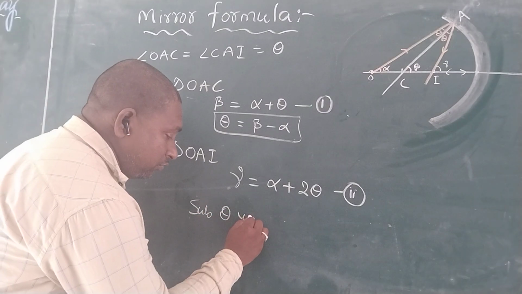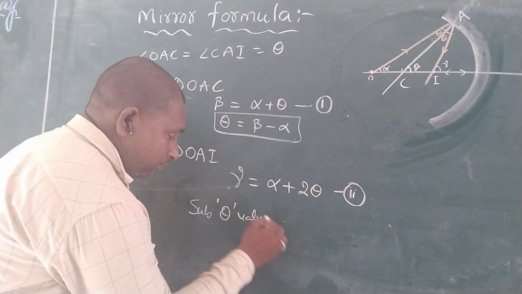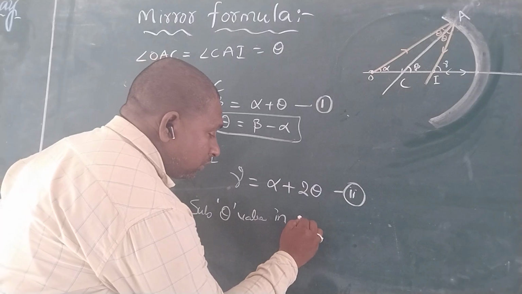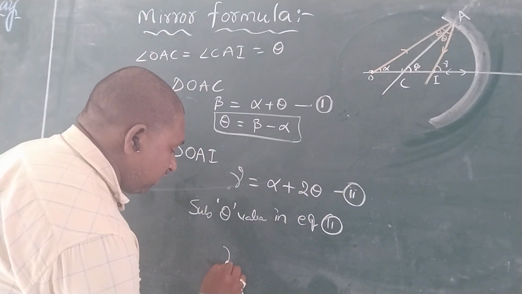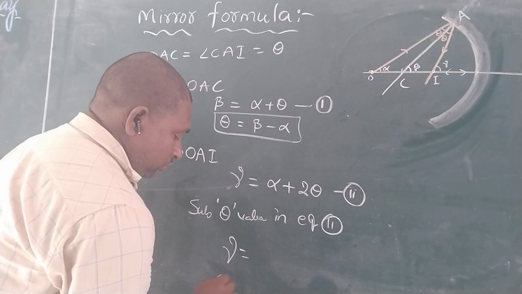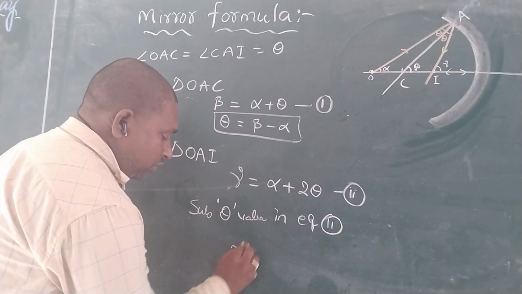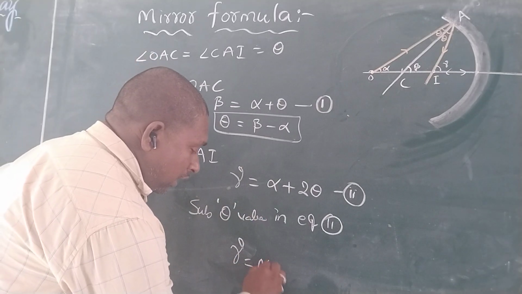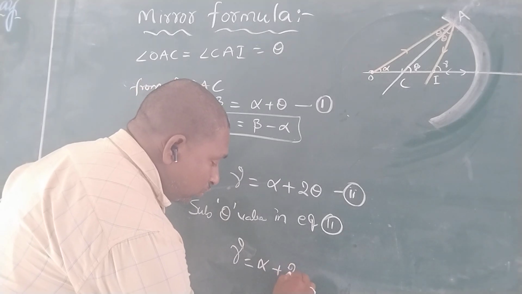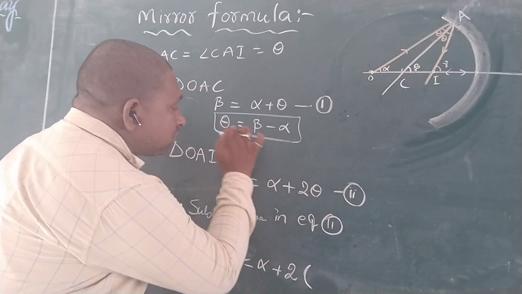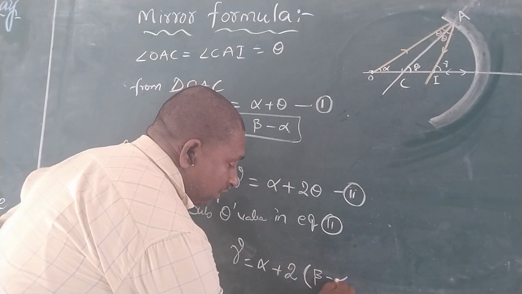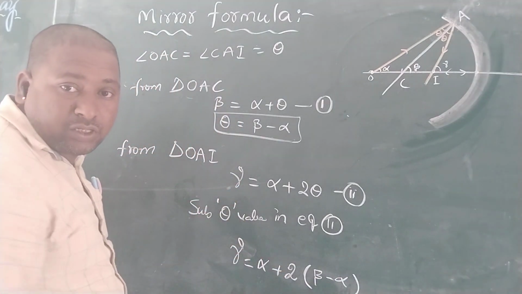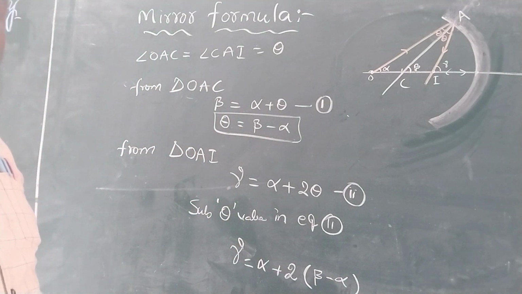Substitute the theta value in equation 2. Please see, gamma is equal to alpha plus 2 into theta, that means beta minus alpha. Beta minus alpha. Is it visible to you in the video? Yeah. Beta minus alpha. Up to here it's okay.